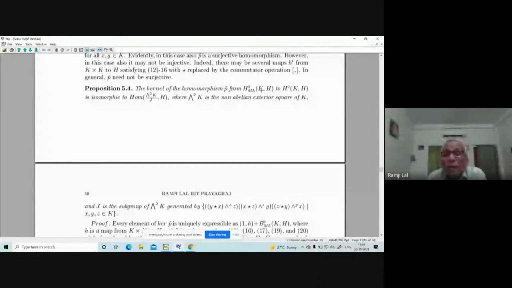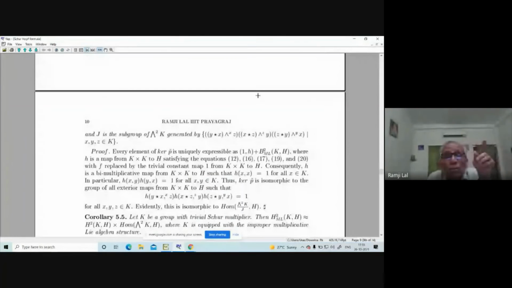So actually, as the important formula, the Schur-Hopf formula for multiplicative Lie algebras is precisely the H2 of the multiplicative Lie algebra K with C star in the place of H. If you have any divisible group, or C star, then that is isomorphic to the usual formulas which are already stated in terms of the free presentation. So this is something which is important, that this is finite when K is finite.